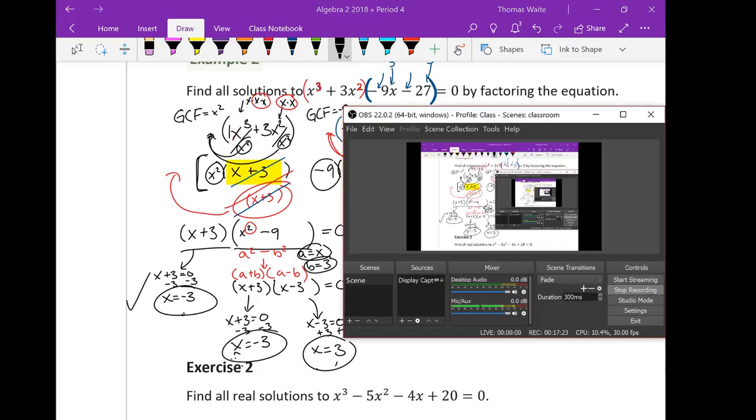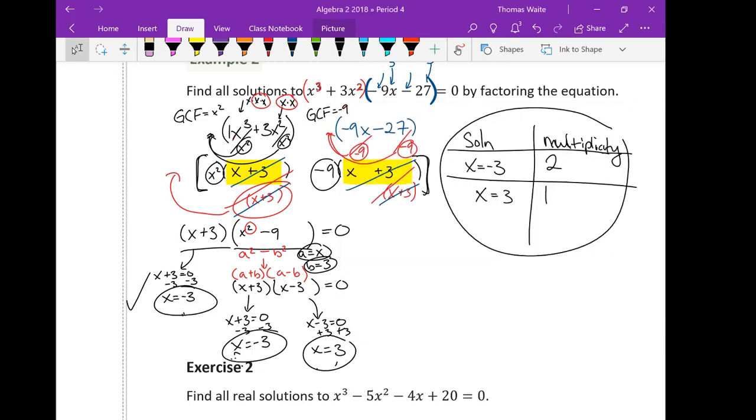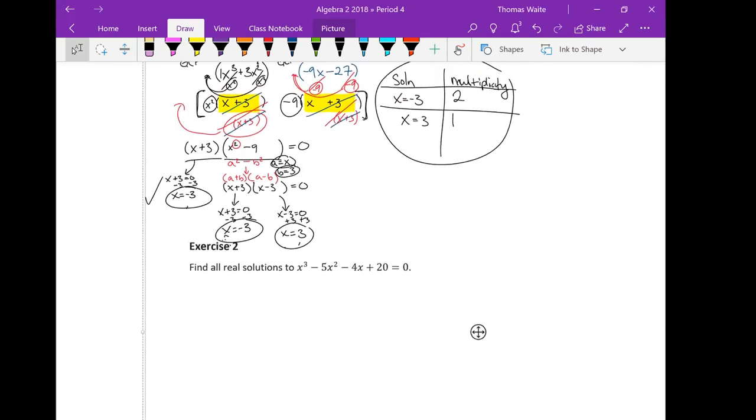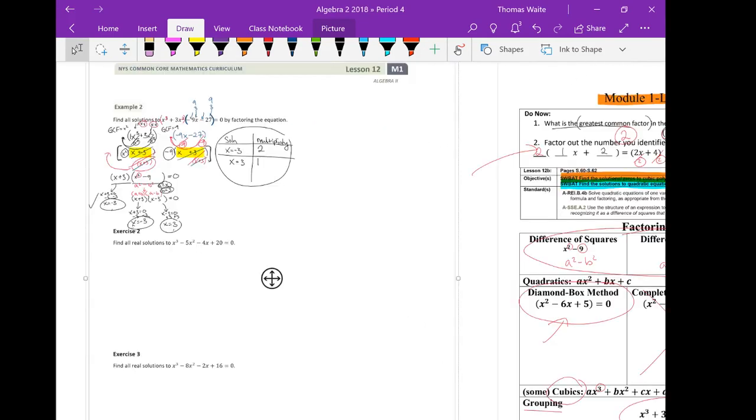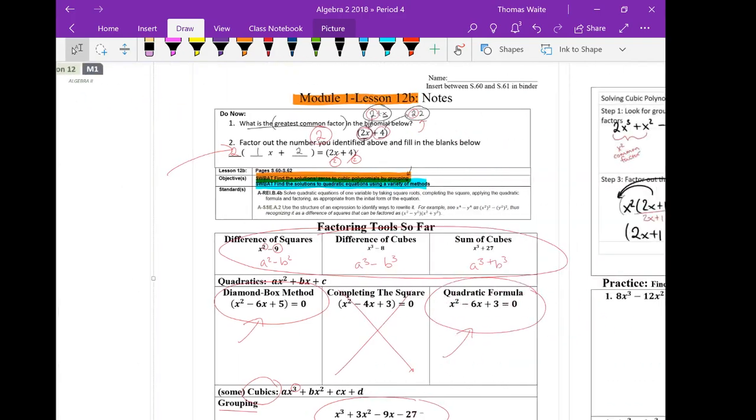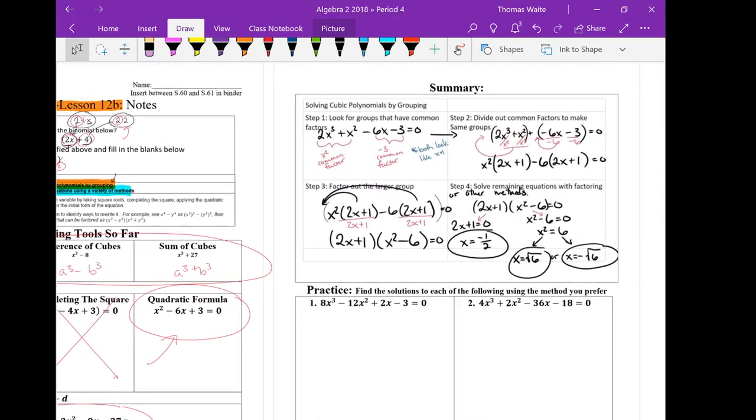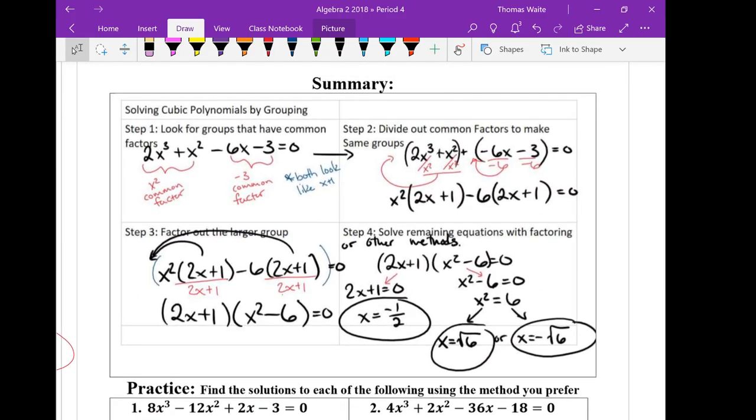So what I'd like us to do now is try out this next example, and it'll be a slow process. What I'd like you to do is look back on your note sheet. I included another summary of another example that's all worked out, including a step-by-step walkthrough. Step 1, we look for groups that have common factors, and then we divided out common factors to make the same group.